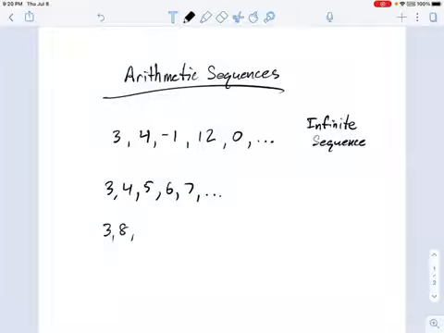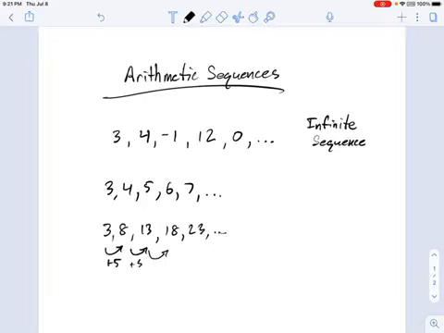Let's see, that's plus 5, right? So we went up by plus 5 there. And the next one in this sequence would be 13, and then 18, and then 23, and so on. And you see each time we go up another number, it's going up by the same difference. It's plus 5 each time. That's called a common difference.